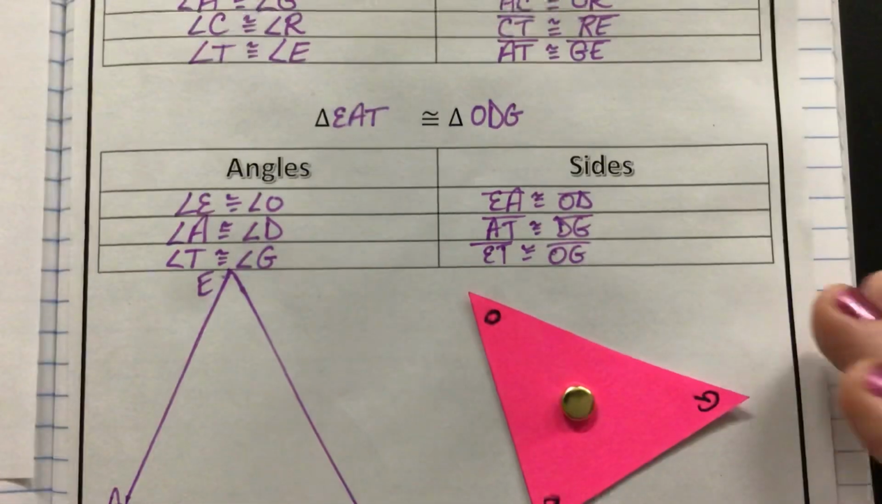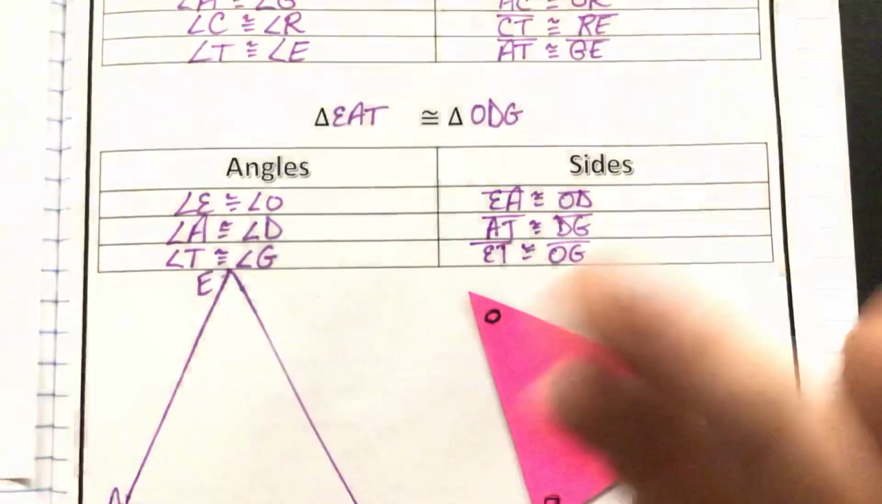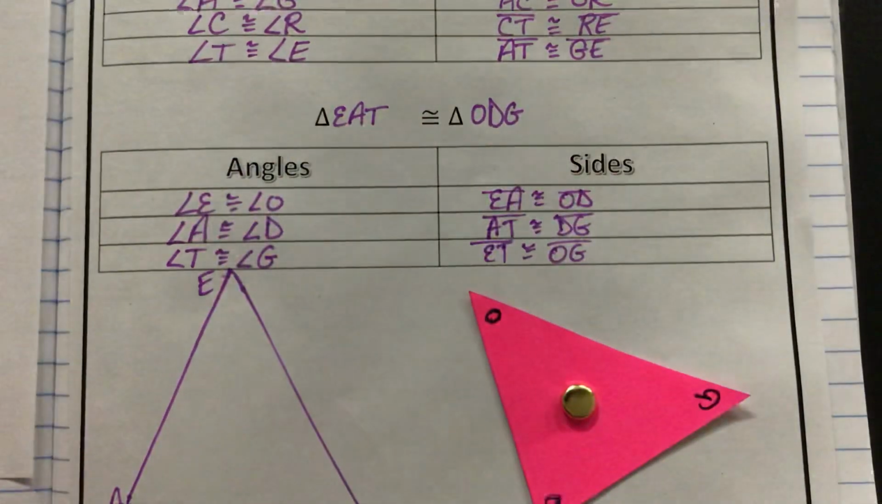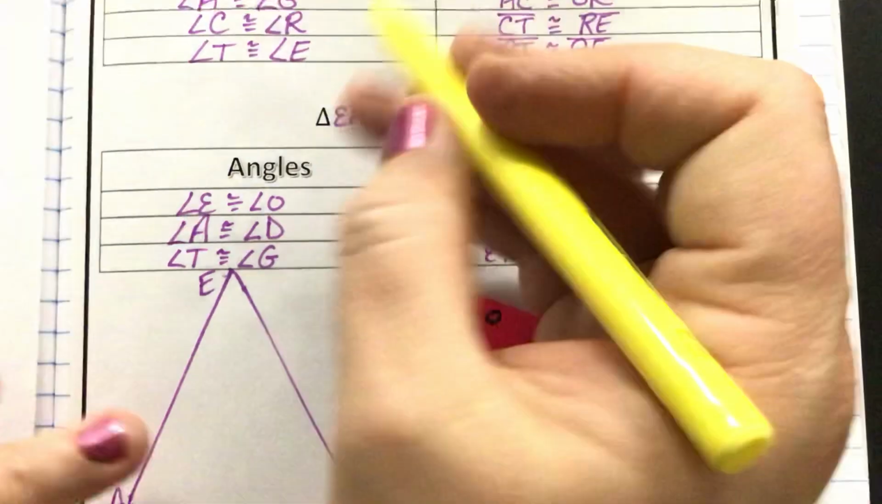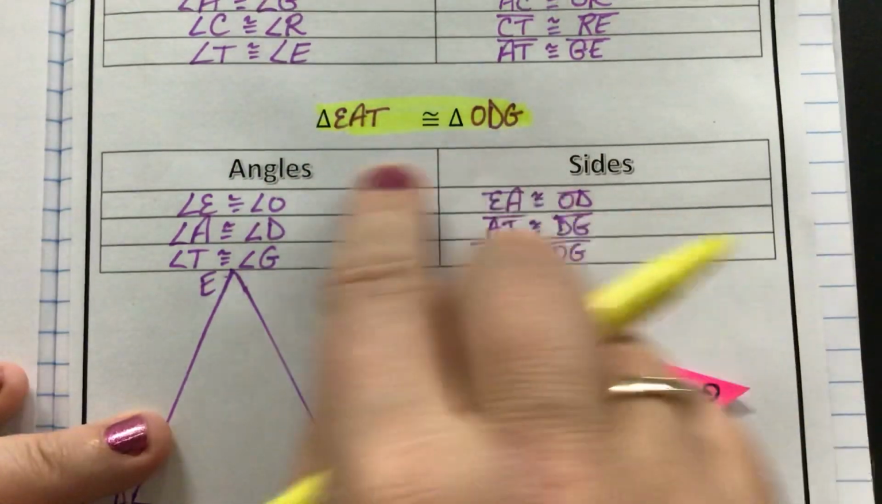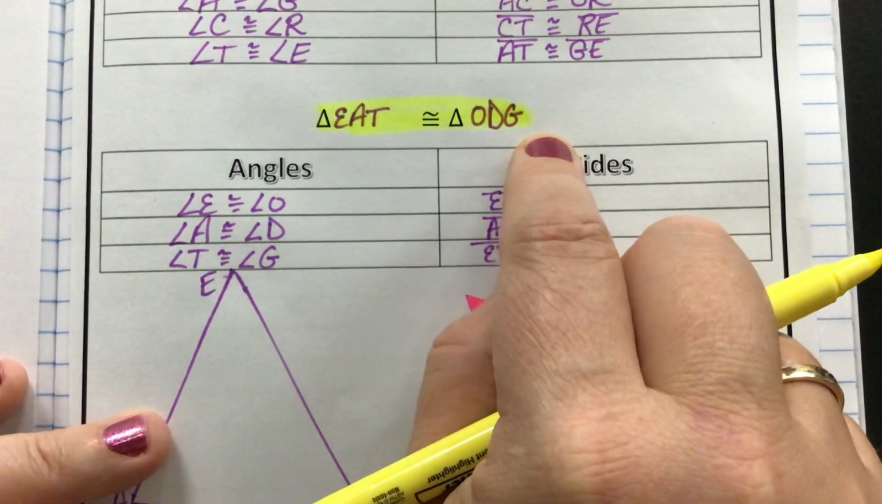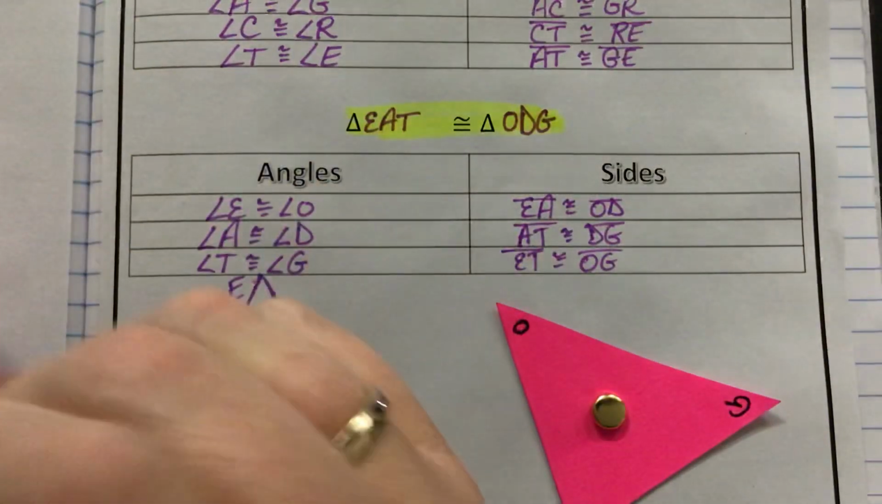So order matters. Order tells you what gets matched up. You need to pay attention in your problems to these congruent statements, because these statements tell you what gets matched up. We have a picture down here to help us, but the first one we did without the picture.